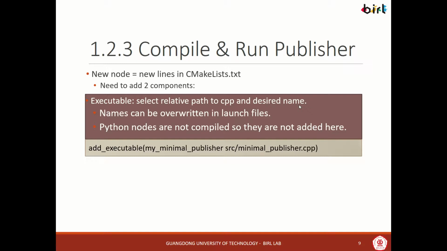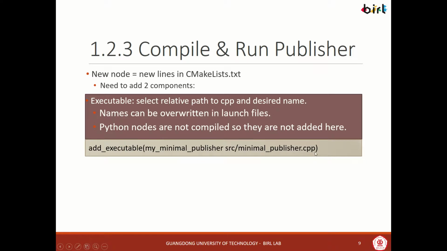The name of the file node, as I'll show you in a second. And here we're calling this my minimal publisher. This is different from the name that we use in the init method when we run the node. I'll show you that in a second. So you would have this kind of line, add executable, name of the file, name of the executable, and then its relative path.